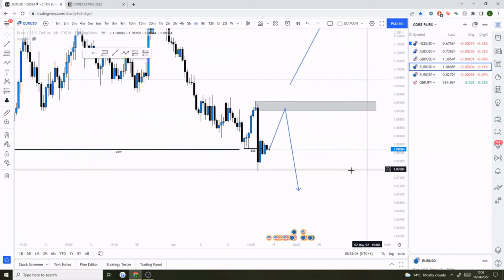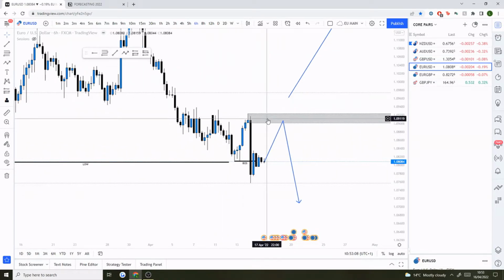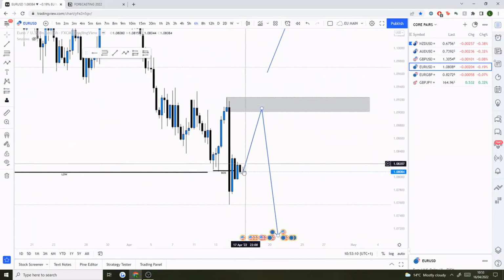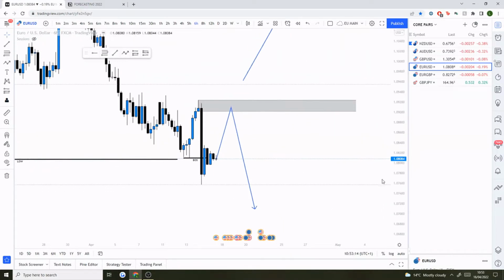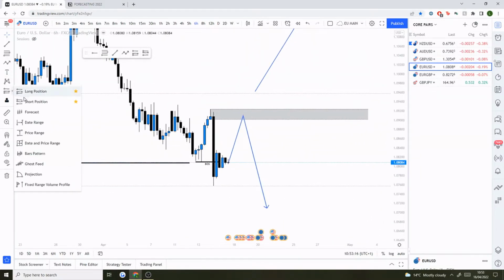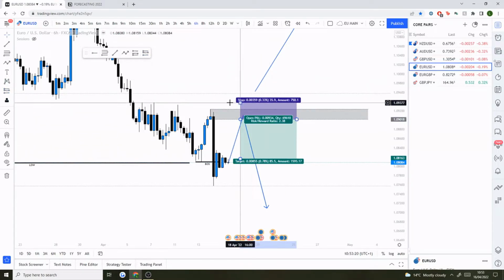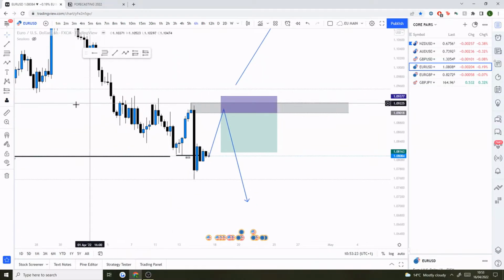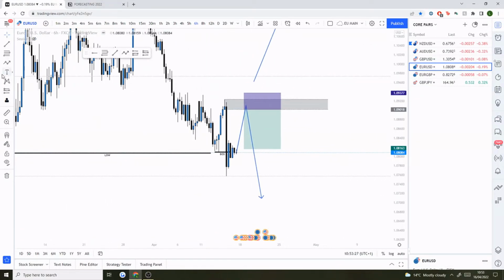What we've had is that we actually have had that break to the low on the 6 hour with the body close, and what that's left behind is a clear order block for supply. So for me this week with euro dollar, the first thing I'm going to be looking at is sells following this 6 hour supply order block, and for me I'll be more than happy to sell out of that area.